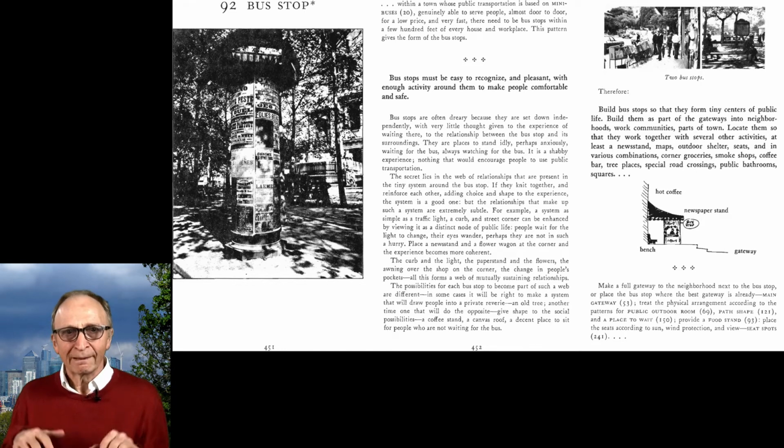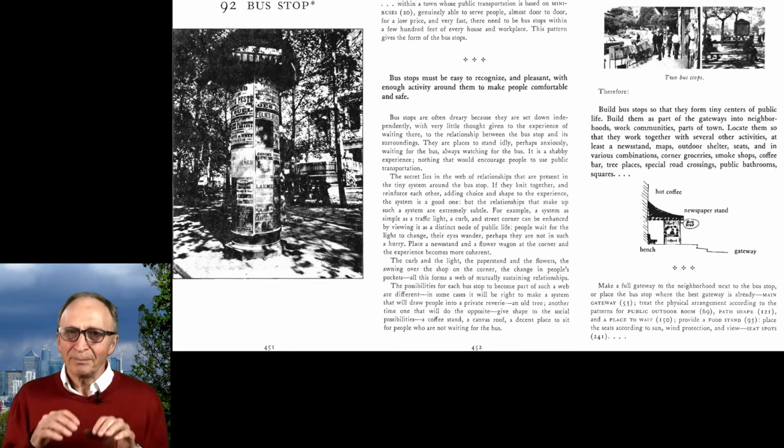Solution: build bus stops so that they form tiny centres of public life. Build them as part of the gateways into neighbourhoods, work communities and parts of town. Locate them so that they work together with several other activities, at least a newsstand, maps, outdoor shelter, seats, and in various combinations, corner groceries, smoke shops, coffee bar, tree places, special road crossings, public bathrooms, and squares. Diagram, see figure 7.